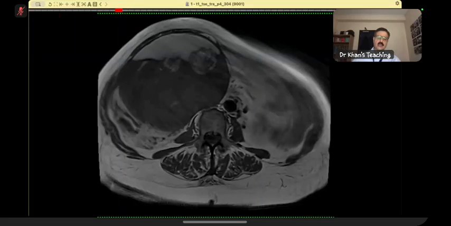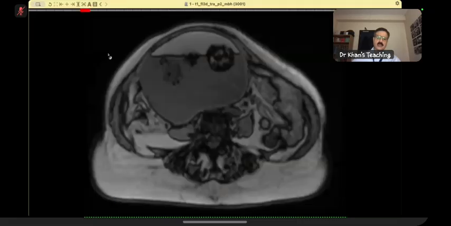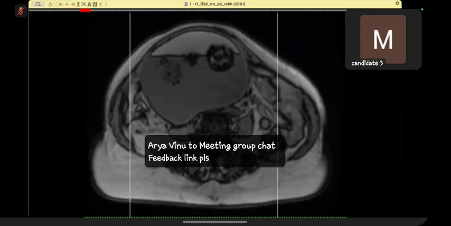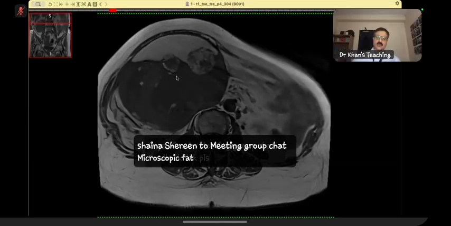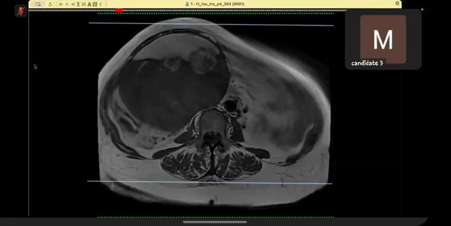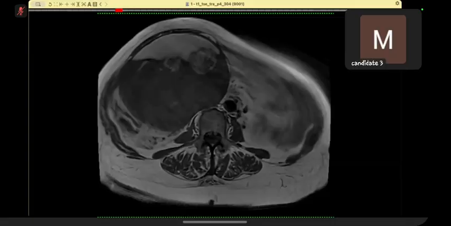Then we have got an out of phase T1 weighted sequence. So what has happened here? So it was completely low on non-fat-set T1, and now it is showing a few internal bright signals. It was not low, it is showing loss of signal. Yes, maybe there's some microscopic fatty component in it.